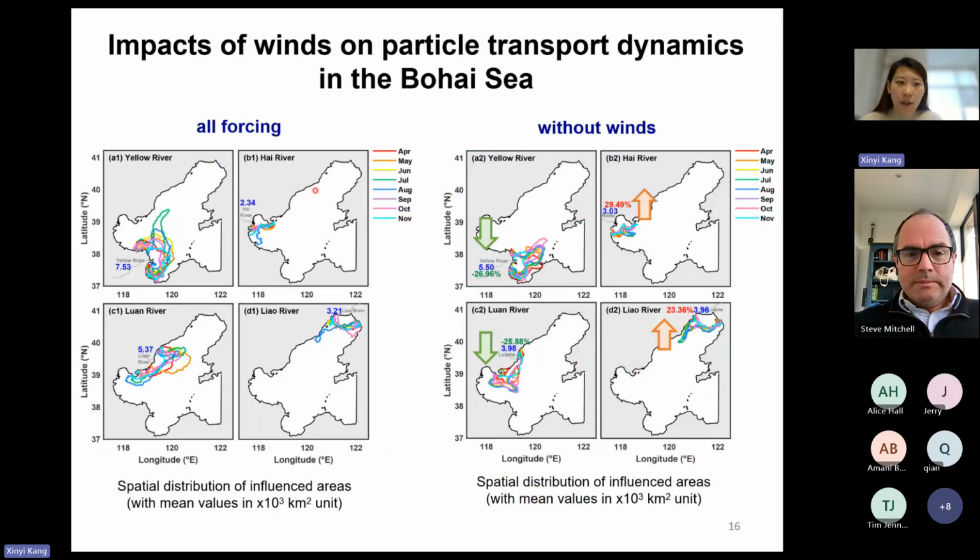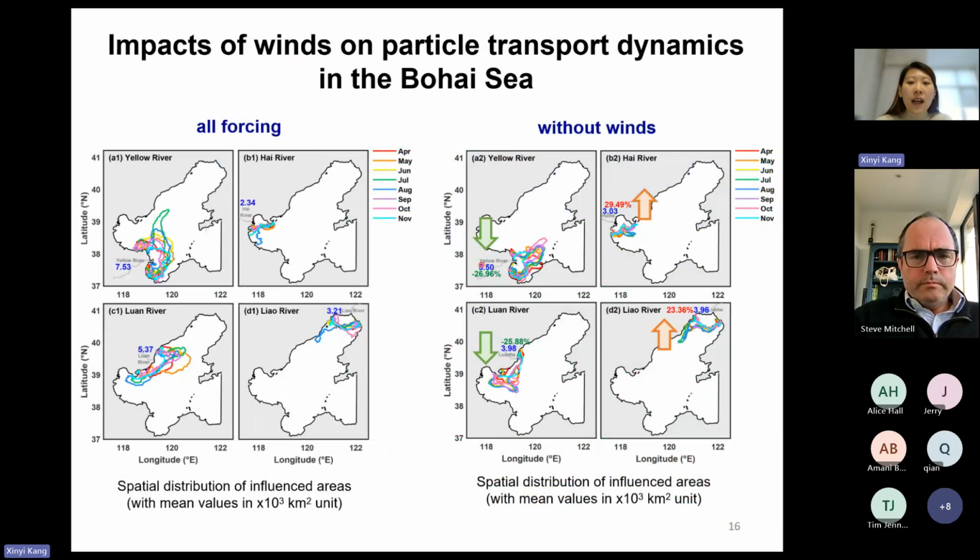So we could see from these two figures that there are some differences. For the particles released from the Yellow River without winds, especially the green line, which is July 1, normally it can travel to the Central Basin. However, without the prevailing southerly winds in July, the particles were more confined to the local regions in Bohai Bay and Laizhou Bay. They cannot penetrate into the Central Basin.